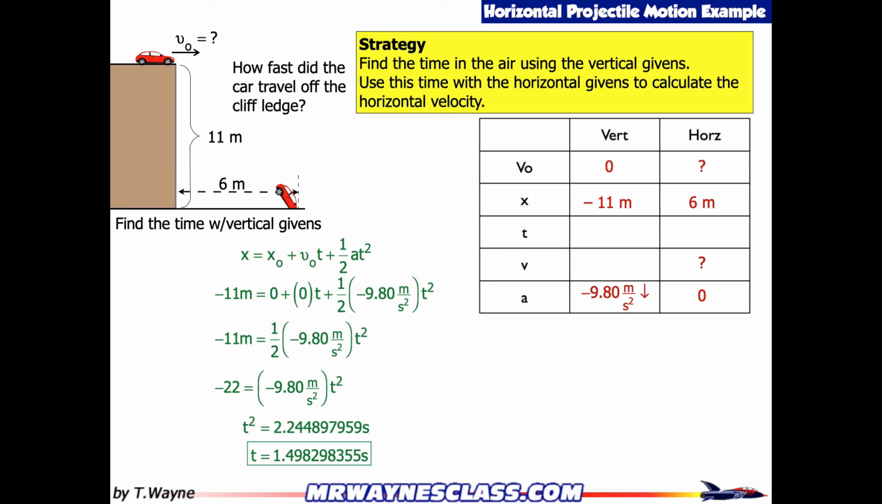Once I find the time, that means I know the time in the vertical column and the horizontal column, because it's a scalar, it fits in both, which is really great. Now I've got lots of givens horizontally. So I'm going to find the horizontal velocity with the time and the horizontal givens.